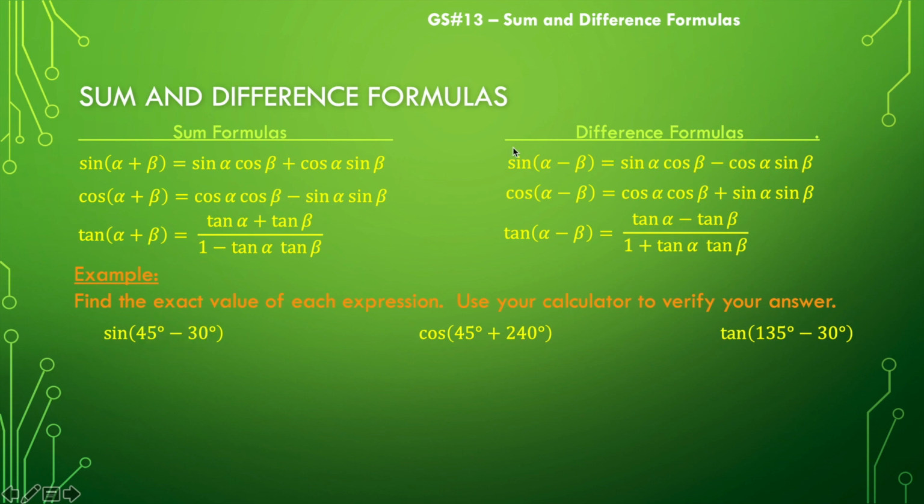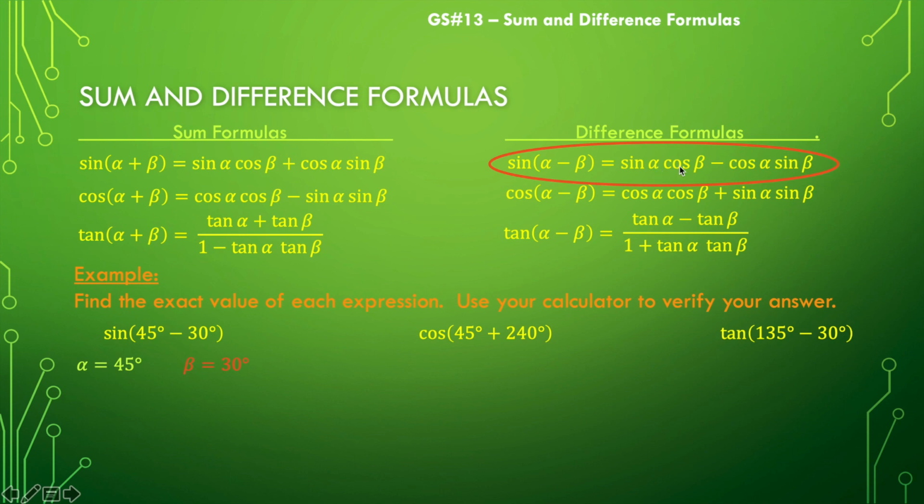So I'm going to come over here to my difference formulas, and I'm going to choose the sine formula, and I am going to use this formula here, and I'm going to identify what is alpha. Alpha here is going to be 45 degrees, and beta here is going to be 30 degrees. I am going to take these measurements and sub them directly into the formula. So every time I see an alpha, I'm going to replace it with 45 degrees.